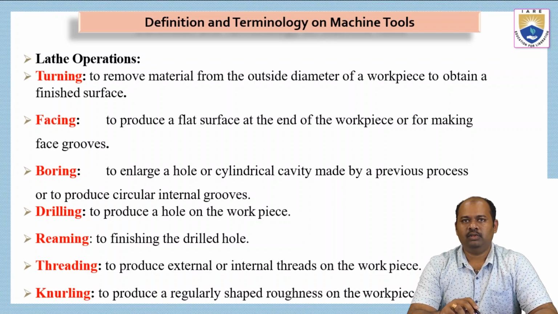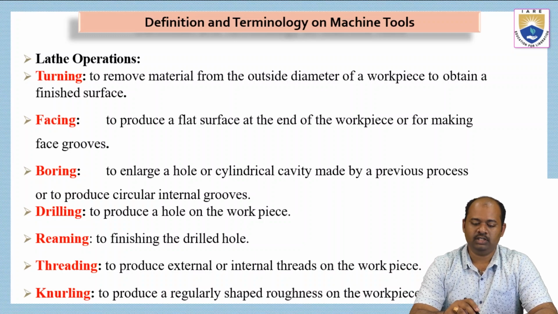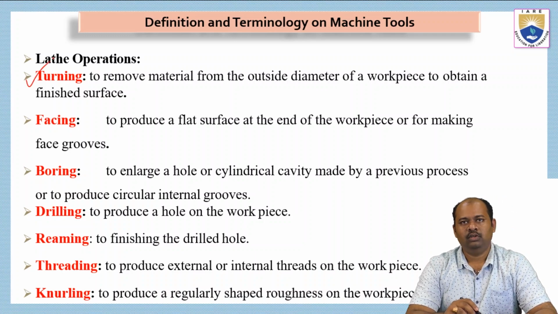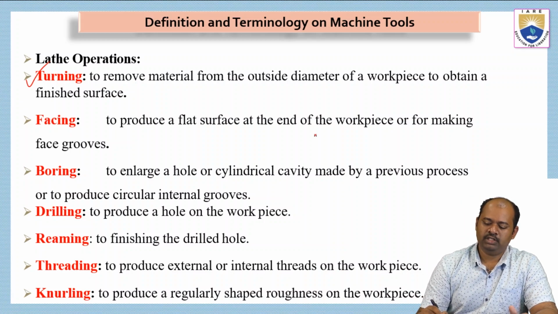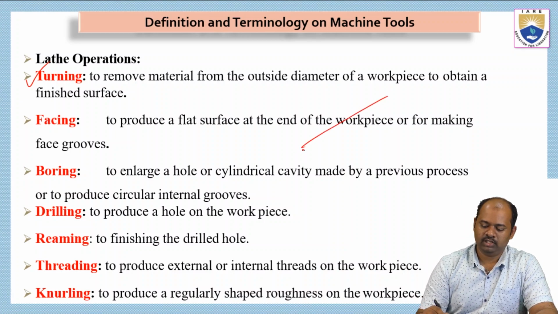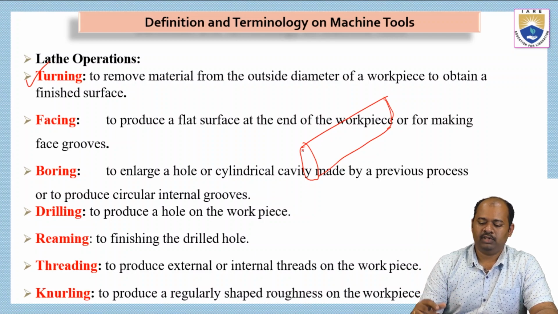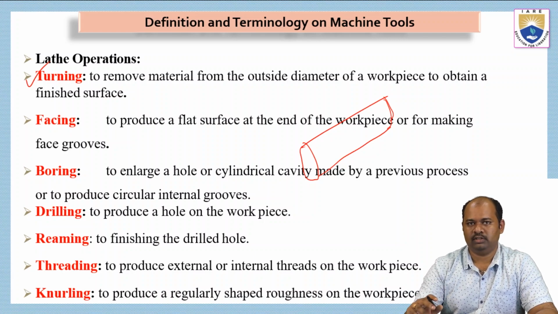And let us see some of the operations that are possible on a lathe machine. The first operation is turning operation, to remove the material from the outside diameter of a workpiece to obtain a finished surface. Turning is an operation in which we remove the unwanted material, or decrease the diameter of the workpiece. That process is called turning.